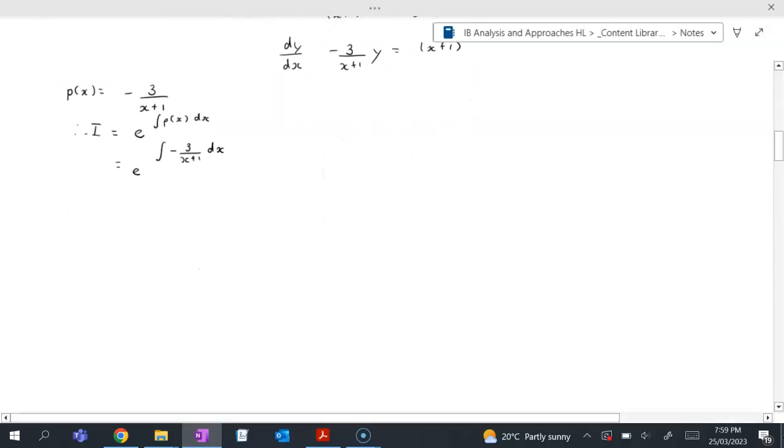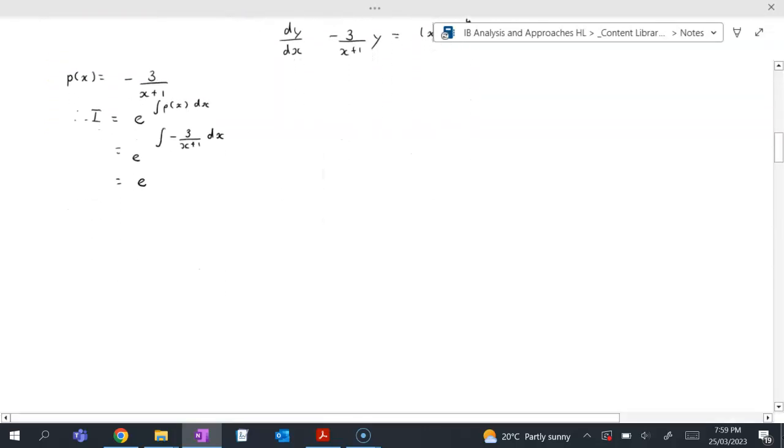And then to simplify things down, I'm going to take the minus 3 out the front. So it's e to the minus 3, which is the integral of 1 on x plus 1 dx. Okay, so that's a one-on function, and the function is linear. And so then we can just integrate it. So it's ln of the modulus of x plus 1.